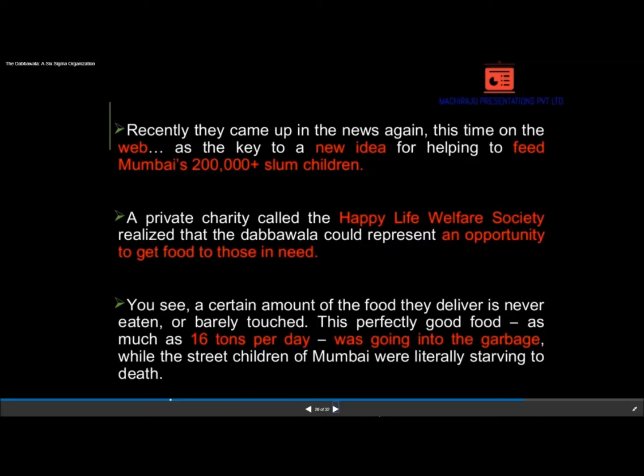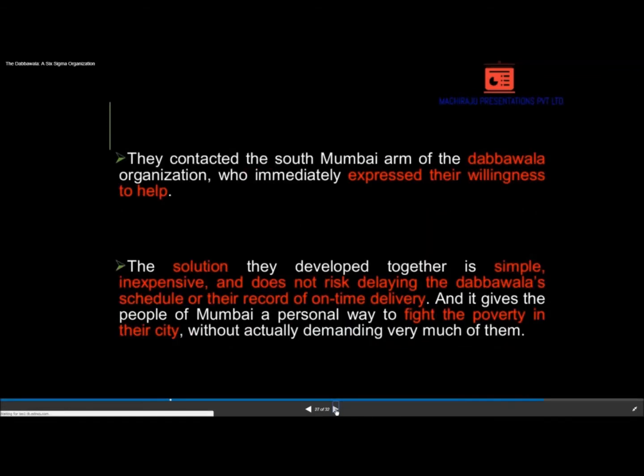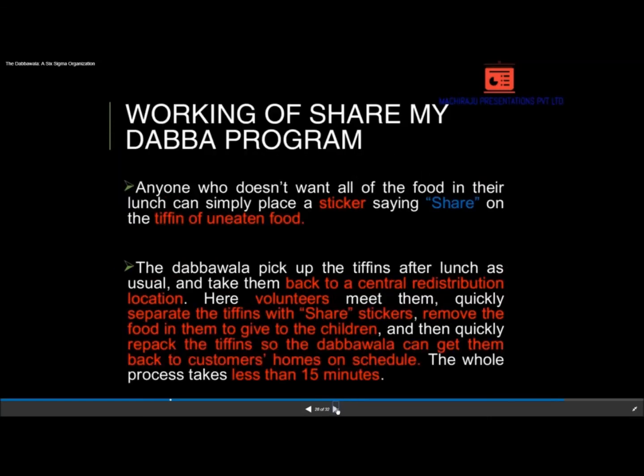So recently they came up with the news again, this time with the web, as a key to a new idea for helping to feed. So a private charity called the Happy Life Welfare Society realized that Dabbawala could represent an opportunity to get food to those in need. You see, a certain amount of food they deliver is never eaten or barely touched. This is good food. 16 tons per day was going into the garbage, while the street children of Mumbai were literally starving to death. They contacted the South Mumbai arm of the Dabbawala organization, who immediately expressed their willingness to help. The solution they developed together is simple, inexpensive, and does not risk delaying the Dabbawala's schedule or their record of on-time delivery, and it gives the people of Mumbai a personal way to fight poverty in the city.